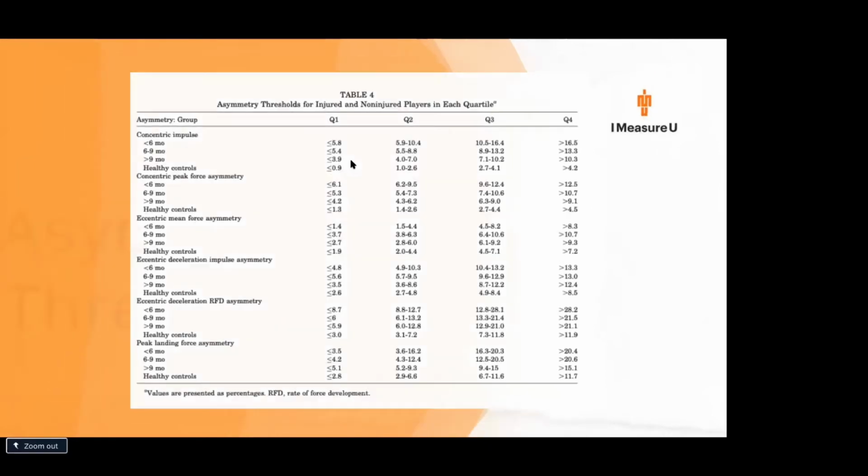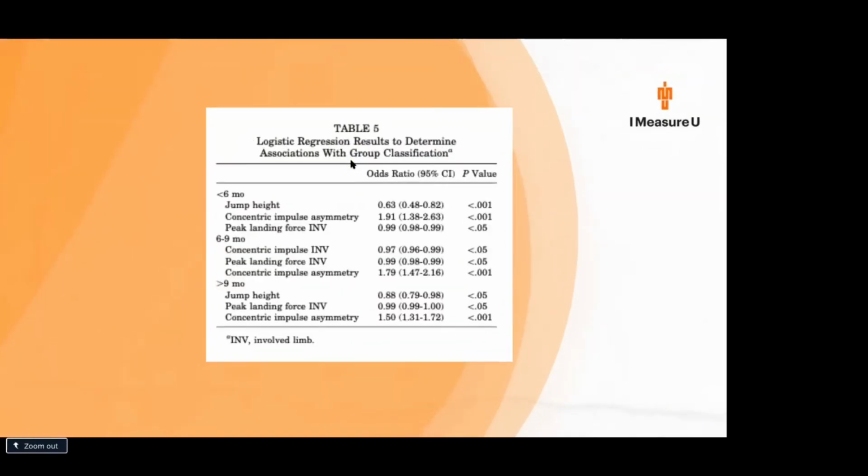And then going on to the final table, which was the associations, where the odds ratio was used to classify which metrics, which measures had the greatest association.